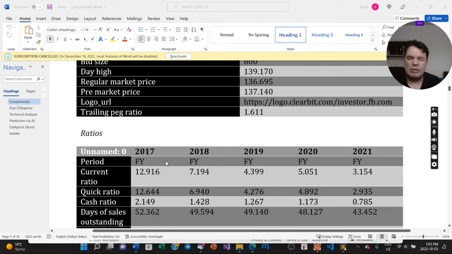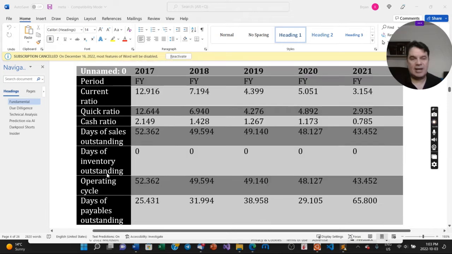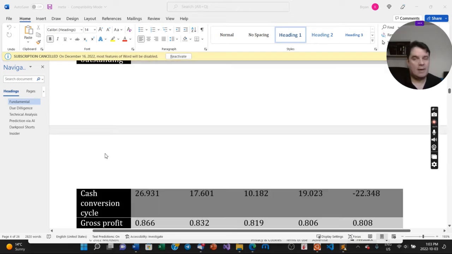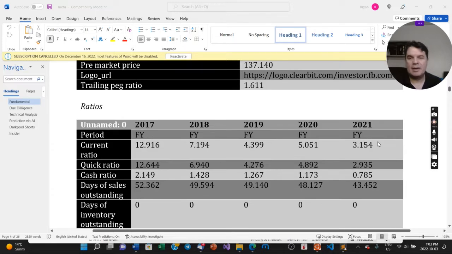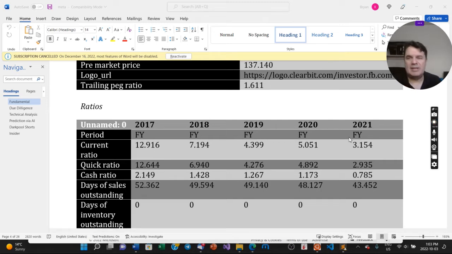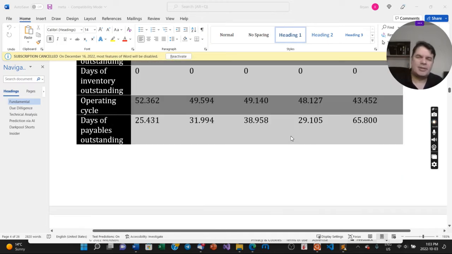So then we move into ratios. Again, the financial ratios, days of sales outstanding, operating cycle. Very useful information. The nice thing is you can see the growth here for the last 5 years. So 2022 is not complete yet, so it's not recorded or updated. But you can get some interesting trends with this.